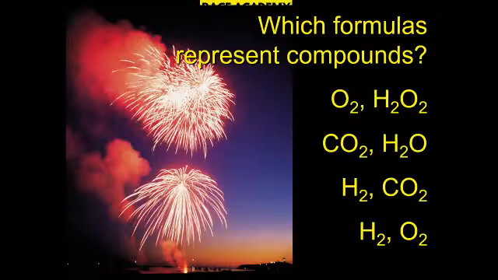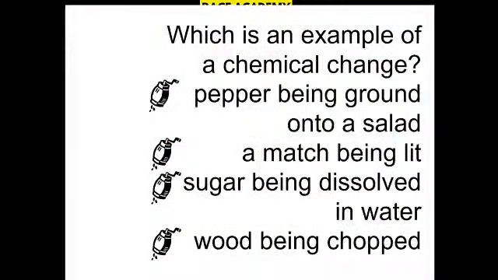Which formulas represent compounds? O2, H2O2, CO2, H2O, H2CO2. As you see in this, compounds are combinations of elements. In this, H2O2 is a compound, O2 is an element, while CO2 and H2O are compounds. So we can understand that CO2 and water are compounds.